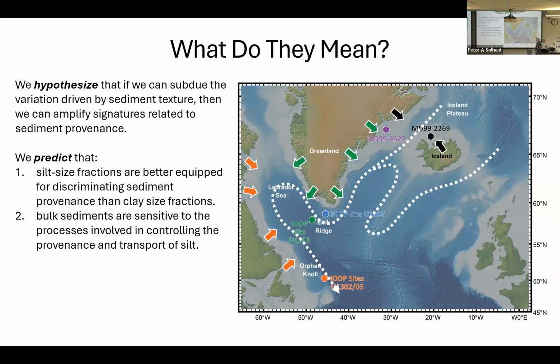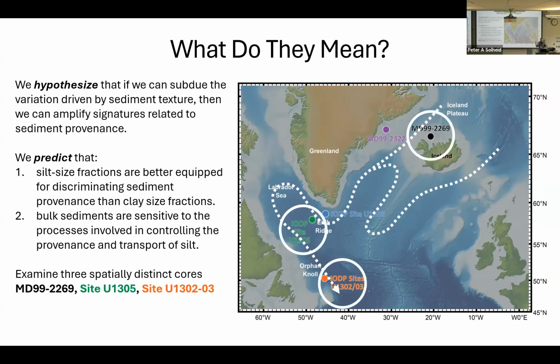So we need a way to be able to tease these two apart. We hypothesize that if we can subdue some of that variation driven by sediment texture, then we can amplify some of those signatures related to sediment source. And from our terrestrial work, we predict that the silt size fractions are going to be better equipped for us to do that, and that bulk sediments are going to be sensitive to some of the processes driving change in those silt size fractions.